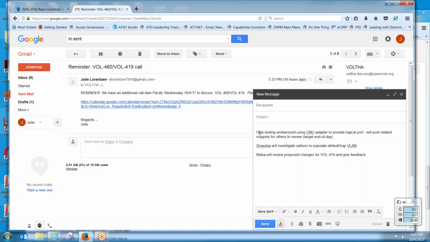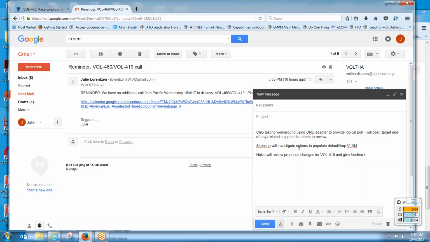Okay, so I think where we stand, Chip, it looks like you are currently testing a workaround that uses your ONU adapter to provide the logical port. And then that workaround, if your testing is successful, you're planning to post related snippets from the code for others to review, and your target is to provide that by the end of day. Was that what you were expecting? Yeah, I should be able to test it in a few minutes. It's just a matter of actually sitting down and writing it up.